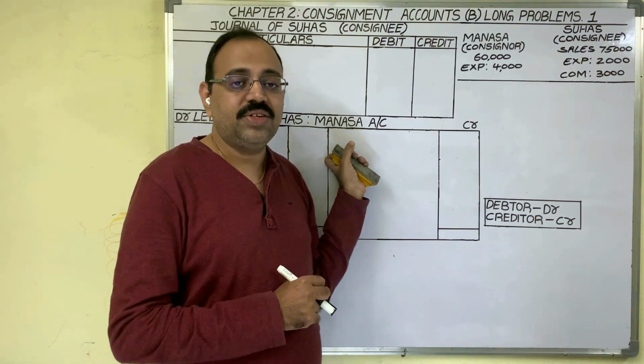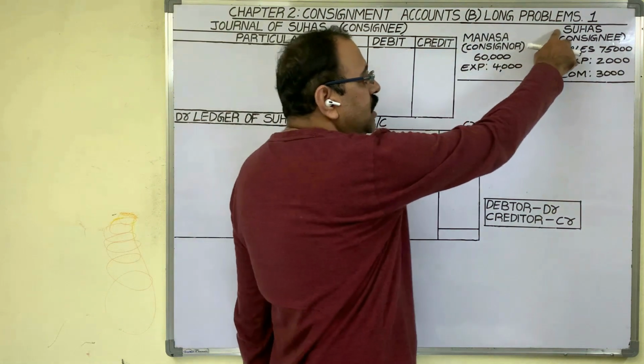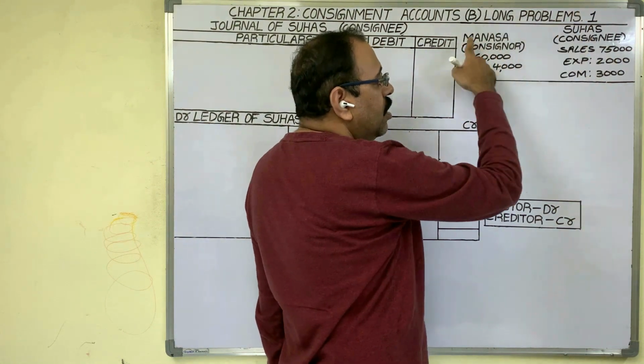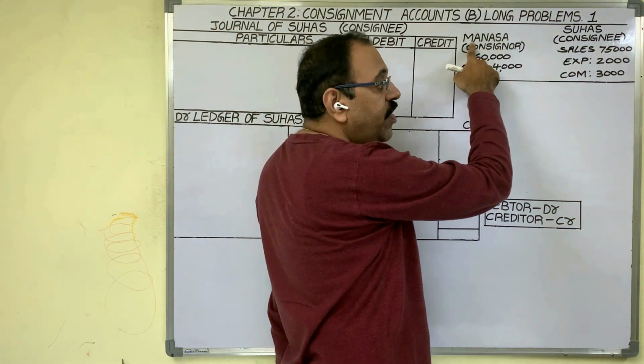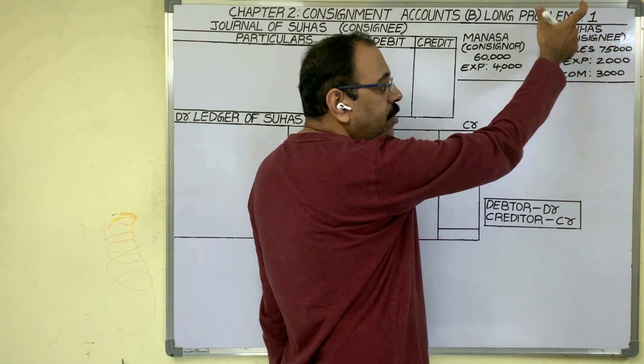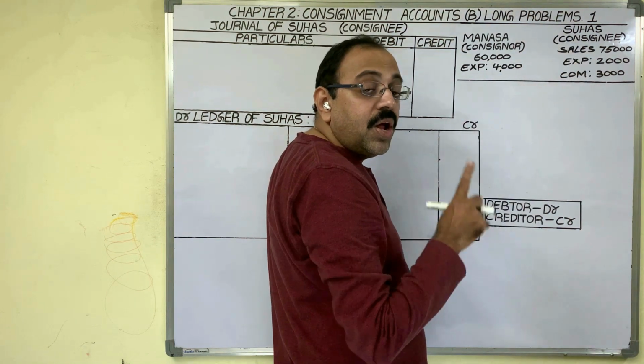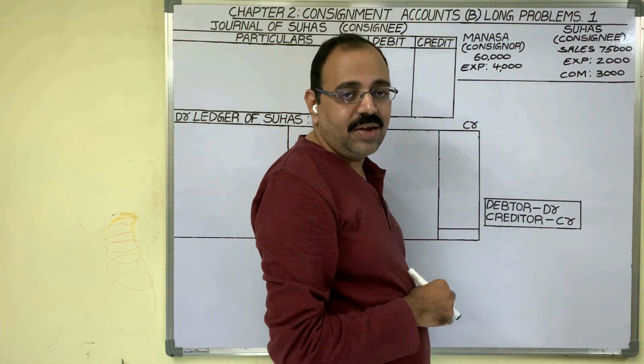What is the first transaction? Think from the consignee's point of view. He received goods from Manasa. So when goods are coming to him, he records that consignment stock details in his stock ledger. No, he need not write any journal entry for that.